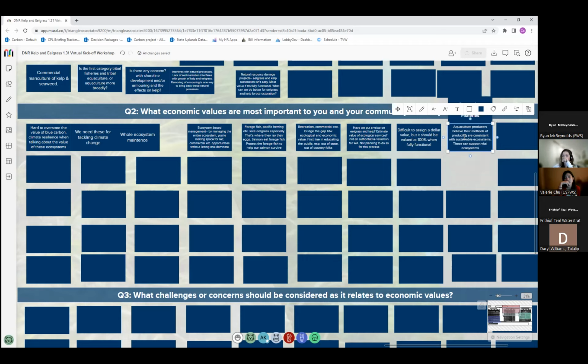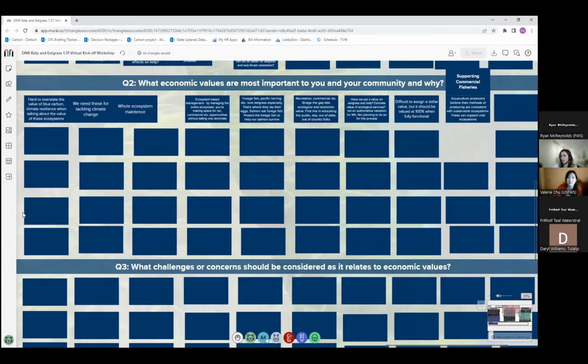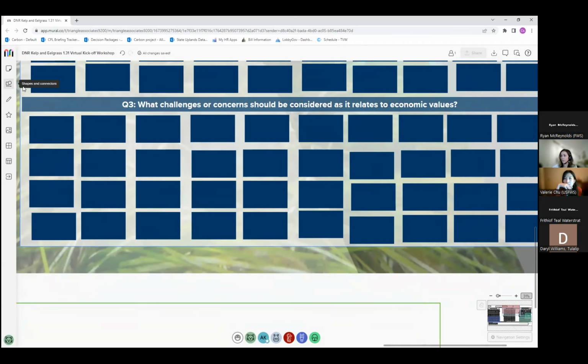Okay. And then, okay, doesn't look like we have other items. So thanks for that last addition here, Ryan. And then in terms of moving down this way, question number 3 focuses on what challenges or concerns should be considered as it relates to economic values. What comes to mind? Bree?